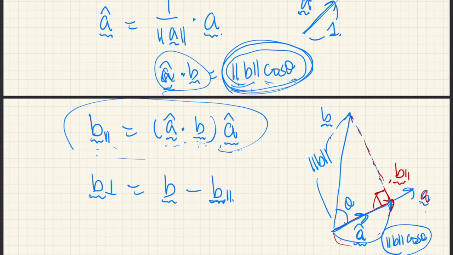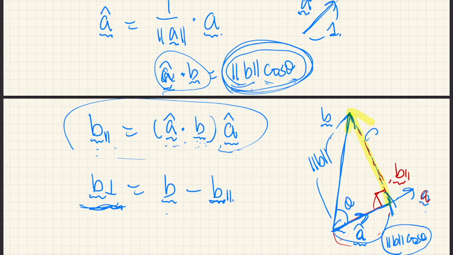Okay. Then we define B perpendicular, this one, by subtracting B parallel from the original B. So what this means is this. So we have vector B here, and we subtract B parallel. So that means we revert the direction of B parallel. So we move this way. So the result is this vector.